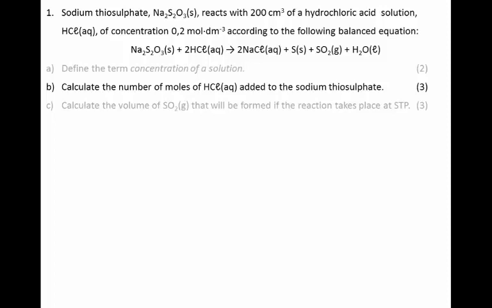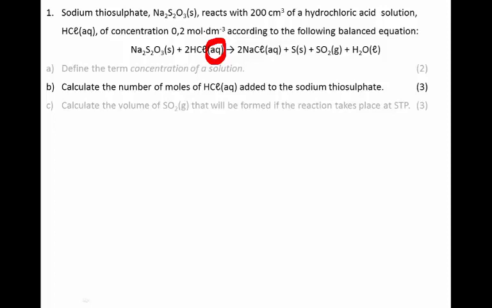So remember that when we have a solution, we have an active ingredient. In this case, it's actually a liquid, hydrochloric acid liquid, but a liquid is also a pure substance, like a solid. So it asks, calculate the number of moles of hydrochloric acid added to the sodium thiosulfate. So remember that when we deal with solution reactions, the substance that is in solution is a mixture. It's not pure. It's an impure substance, a mixture.